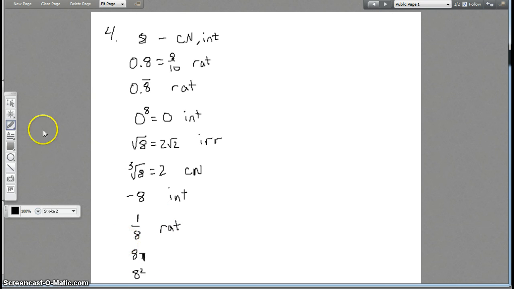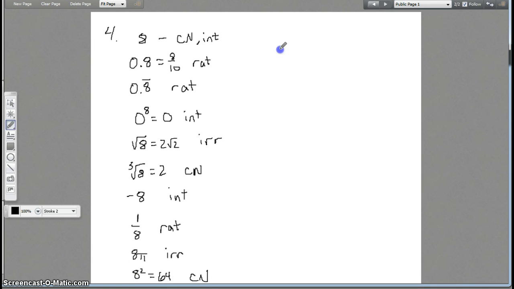And then we have 8 pi. I know that doesn't look too much like pi. Let me actually try and fix that. Okay. That didn't work real well. Still didn't work real well. Okay. 8 pi. There we go. Okay, pi is irrational. And since we're multiplying by an irrational number, that means we have an irrational number. And then 8 squared. 8 squared is 64. That's a counting number, so I'm going to call that CN.